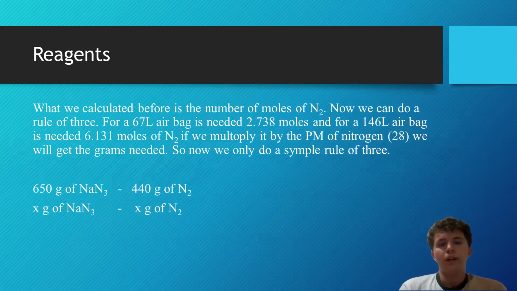So now that we have the value of n, that in the case of the pilot is 2.73 moles, and in the case of the passenger is 6.1, we can make a rule of 3 in order to get the grams of nitrogen needed. In the case of the pilot, we're going to be using 113 grams, and in the case of the passenger, we're going to be needing 253 grams. Both grams we're talking about are of sodium azide.